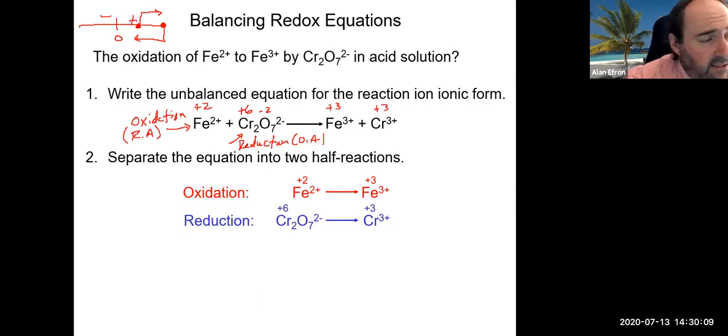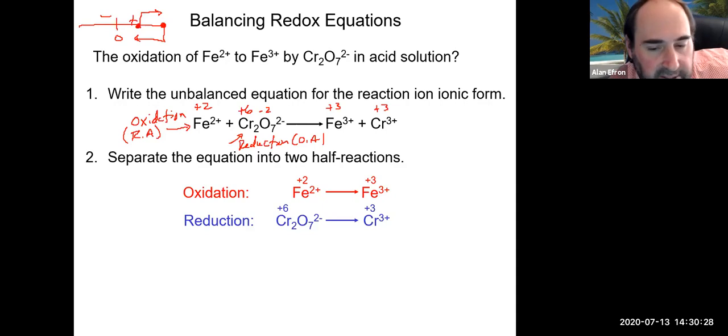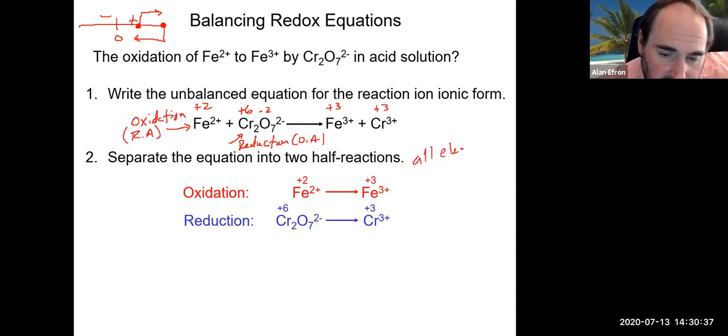Really, the simplest way to do that is just to find things that look like each other. So the irons would stay together. Anything with chromium will stay together. Now, once you do that, the next thing that you want to do is balance the half reactions like you would normally balance a chemical equation. That means that you would put a coefficient. And you want to balance everything other than oxygen and hydrogen. So you want to balance all the other elements except oxygen and hydrogen.